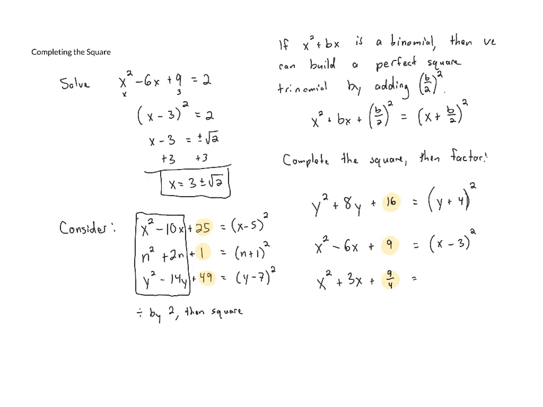Now we will factor this. This becomes x plus what squared? Well, after we took this 3 and divided it by 2, we get 3 halves. And so it's going to be x plus 3 halves squared.